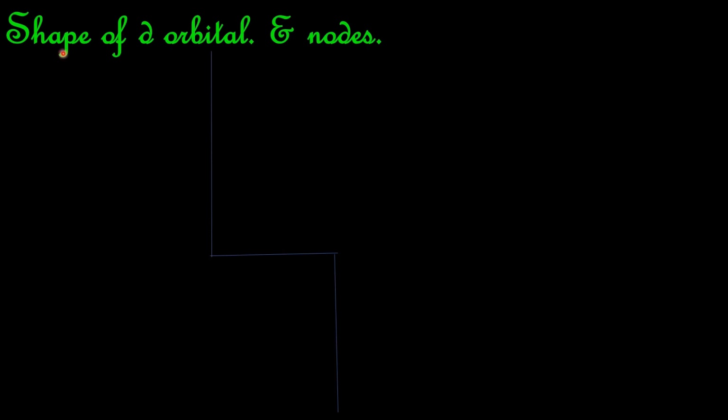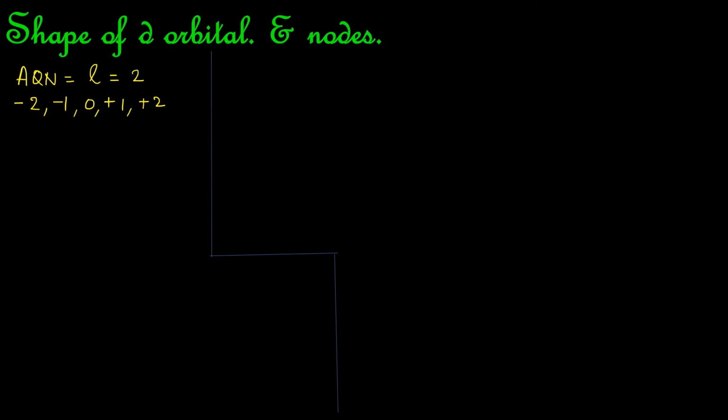Now we will discuss shape of d orbitals and nodes. We have already discussed the shape of s and p orbitals and their orientations. If you have not watched that video, click the I button in order to watch that. The azimuthal quantum number for d, that is the value of l, is equal to 2. So there are 5 orientations possible: -2, -1, 0, +1, then +2. There are 5 orientations possible.